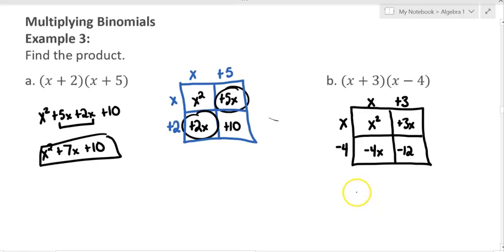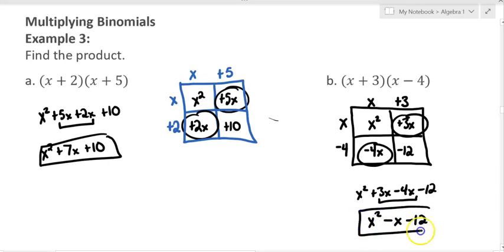Okay, so I get x squared plus 3x minus 4x minus 12. These two can combine because they're like terms. So we get x squared minus x minus 12 because 3x minus 4x is negative 1x.